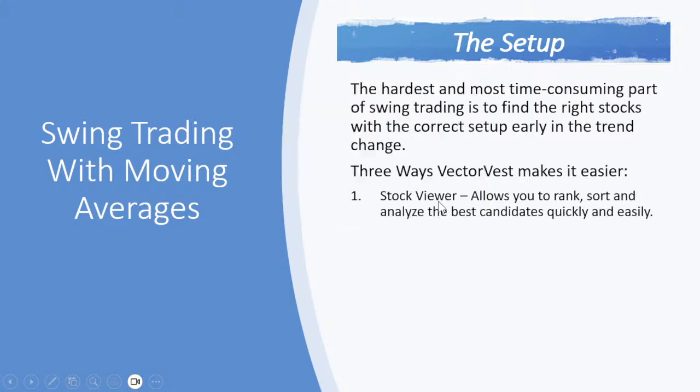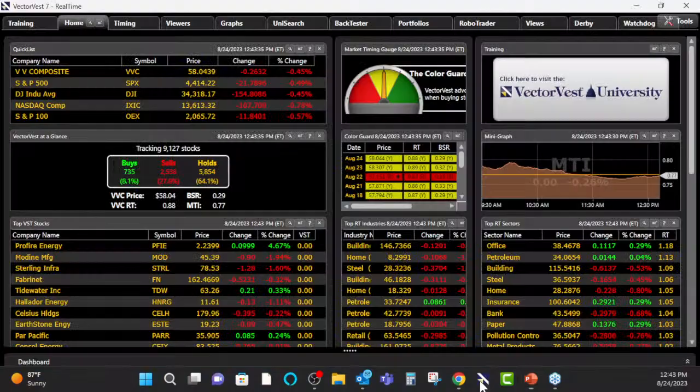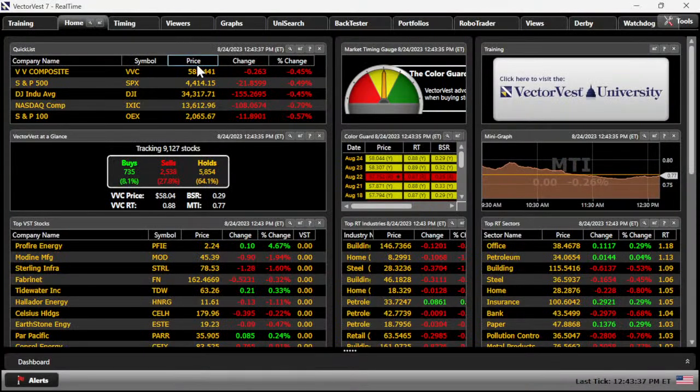While the program's opening, stock viewer is one way. You can use watch lists as well. Both of these, number one and number two, we call the one-by-one method, where you have to look at the charts to identify the setup. My preferred method is the Unisearch tool.